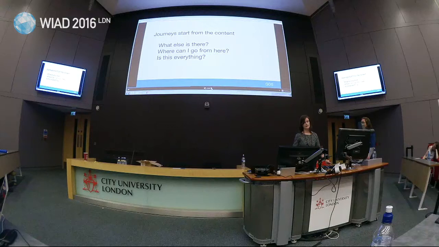The other thing is that, like most sites, the majority of our journeys actually start in the content. On gov.uk, it's 3 out of 4. And these are the things that people say. But what else is there? And where can I go from here? And is this everything? So this, I hope, gives a bit of a flavour as to the problems we're trying to solve. So although all the content is now there on gov.uk, the reality is that the journeys aren't seamless yet.